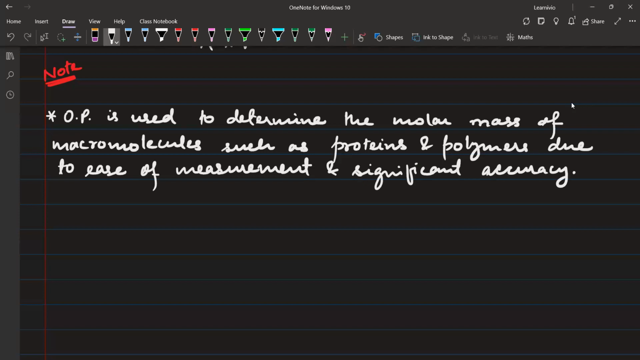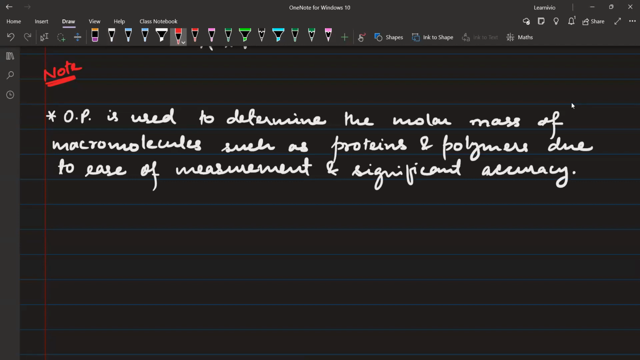This question has been asked in one of the previous board examinations: why is osmotic pressure used and not any other colligative property? To determine the molar mass of macromolecules. Once there was a question: which of the following colligative properties is used for the determination of molar mass of macromolecules such as proteins and polymers? The four options were relative lowering of vapor pressure, elevation of boiling point, depression of freezing point, and osmotic pressure. Osmotic pressure was the right answer. This is used for the determination of molar masses of large molecules such as proteins and polymers. After this, you will write the biological importance of osmotic pressure.